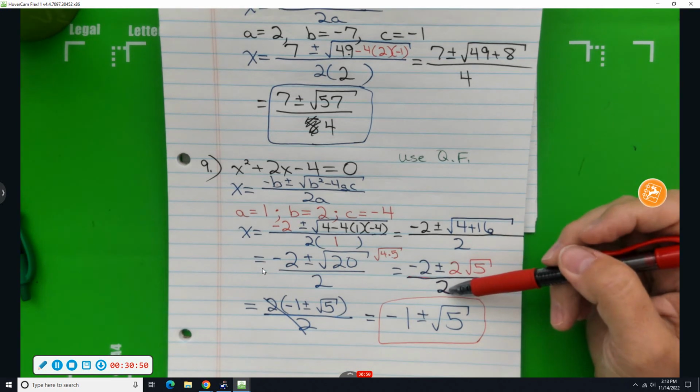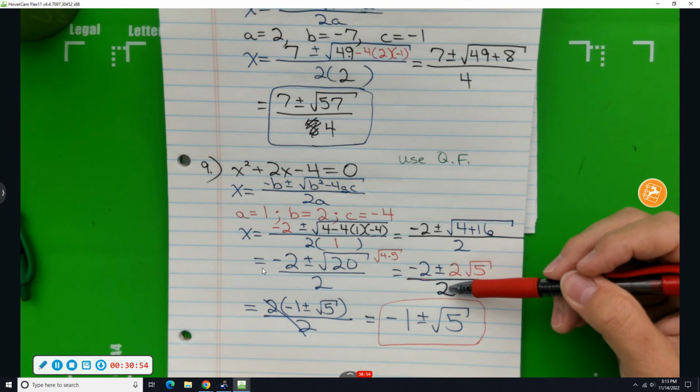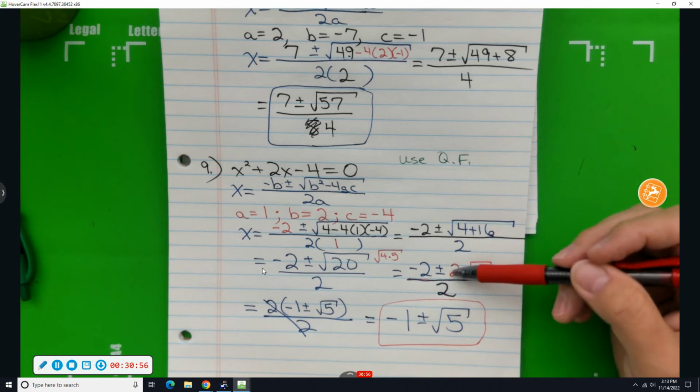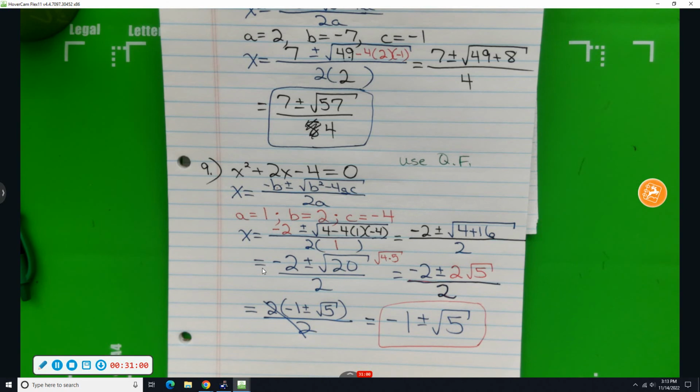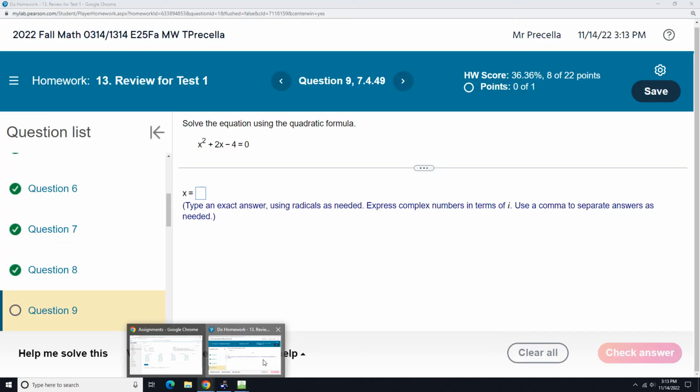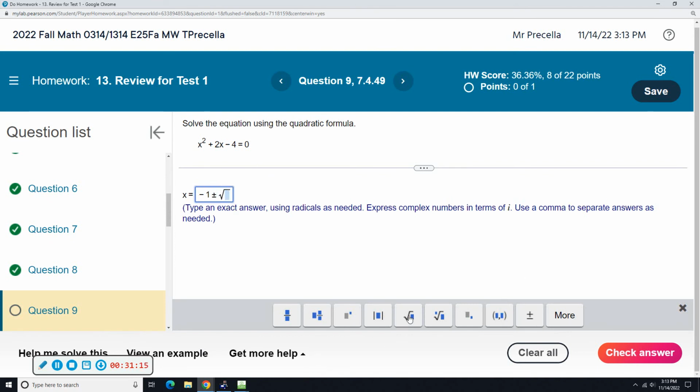You could have split up right here. Negative 2 divided by 2 is a negative 1. 2 square roots of 5 divided by 2, you cancel the 2, leaves you a square root of 5. So either way you would have gotten the same answer. Let's punch this into my lab. It's a negative 1 plus or minus the square root of 5.